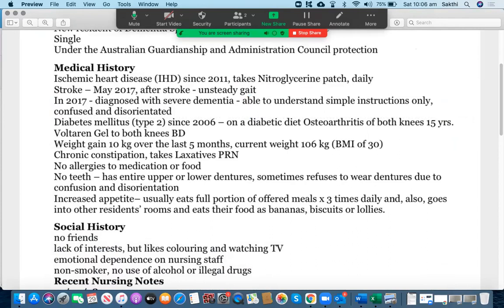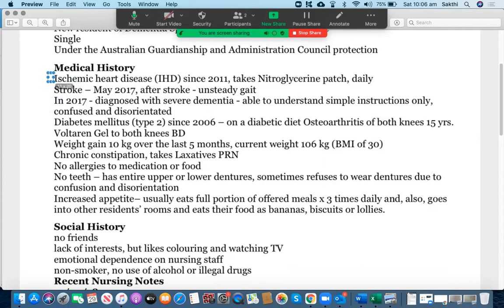Okay, so diabetes mellitus, diabetic diet, yes, this is important. Diabetic diet, and this is also important. So severe dementia. Okay, simple instructions only, confused and disoriented. Yes, this is important as well. Okay, so 2017. That's okay.